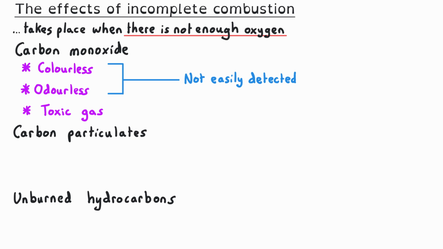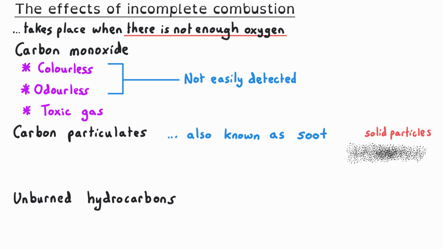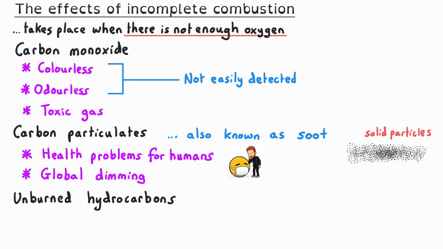Carbon monoxide is toxic and poses serious risks to human health, especially in poorly ventilated areas. Next, carbon particulates, or soot. These are tiny solid particles that are released during incomplete combustion. These particles not only cause severe health problems in humans, such as respiratory issues like asthma, bronchitis, and lung cancer, but they also contribute to global dimming. When these particles settle in the atmosphere, they can block sunlight, reducing the amount of solar energy that reaches the Earth's surface and affecting the climate.